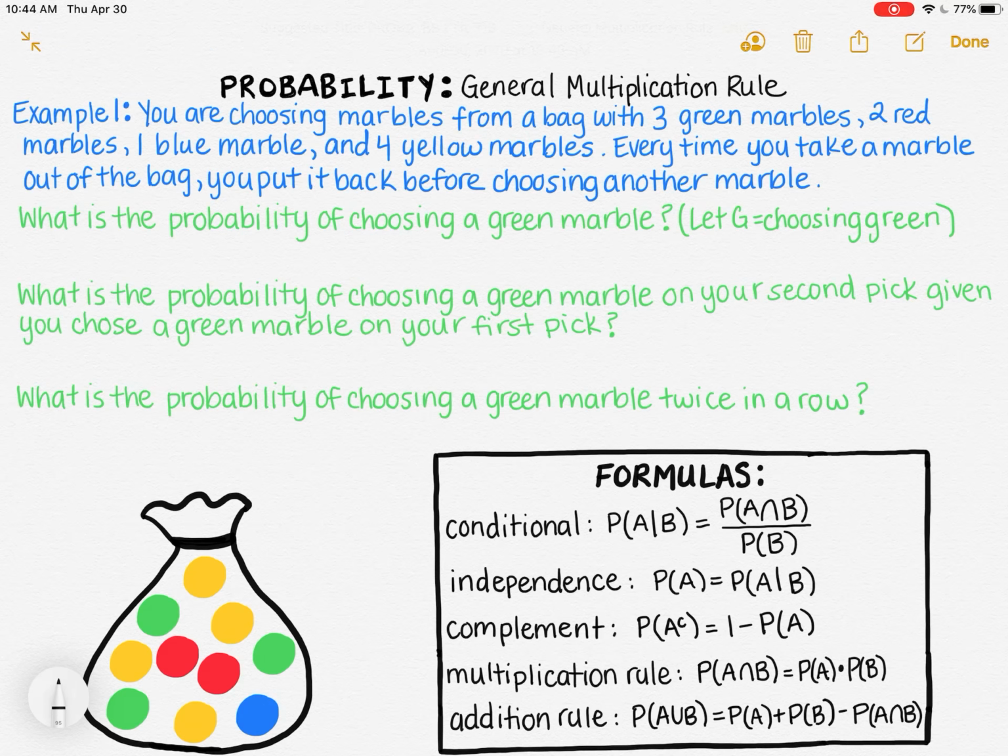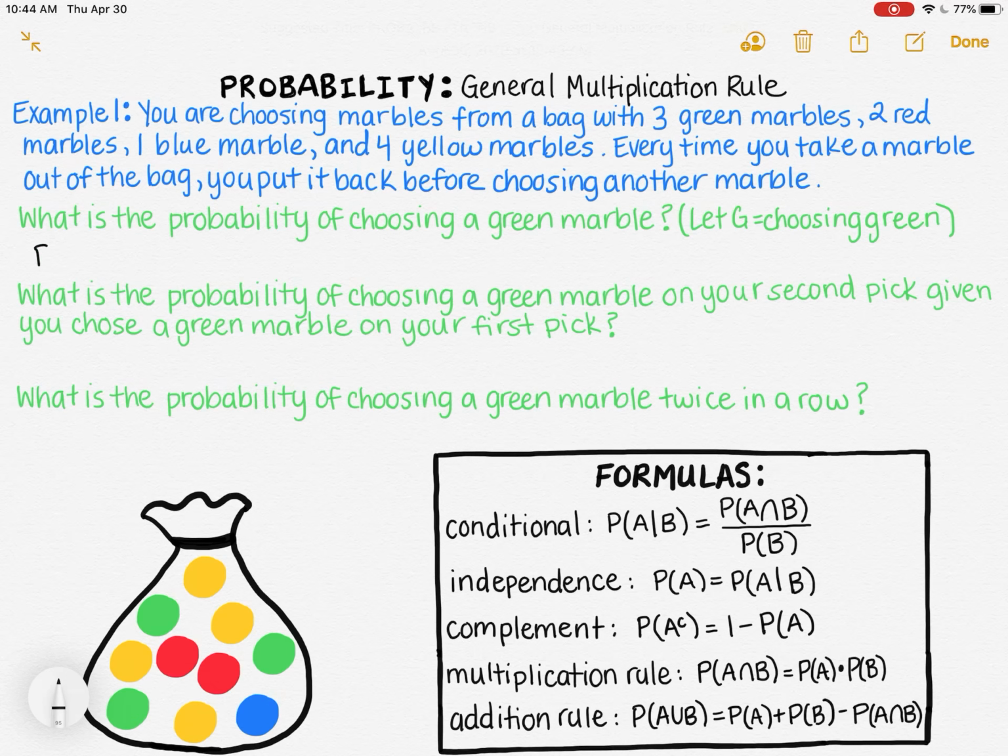In this video, I'm going to show you how a general multiplication rule can help you to find the probability of multiple events happening in a row. In this example, you are choosing marbles from a bag with 3 green marbles, 2 red marbles, 1 blue marble, and 4 yellow marbles. Every time you take a marble out of the bag, you put it back before choosing another marble. What is the probability of choosing a green marble?